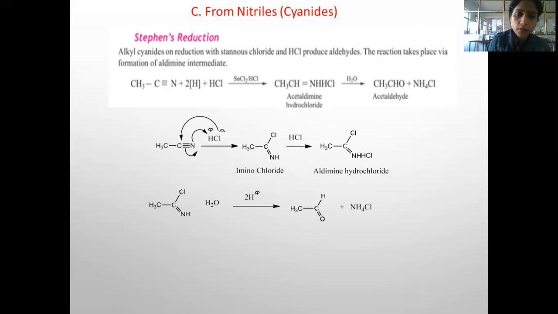Now you can see the mechanism down at the bottom also. Among carbon and nitrogen, carbon is more electropositive, and nitrogen is electronegative. So the H plus will go to the nitrogen atom and the chloride will go to the carbon atom, and then it will form this aminochloride. Then further HCl will add, and it will form a salt with this NH group, and it will form aldimine hydrochloride salt. This further hydrolyzes, or you can also say that this aminochloride can also hydrolyze, and then the product is an aldehyde.